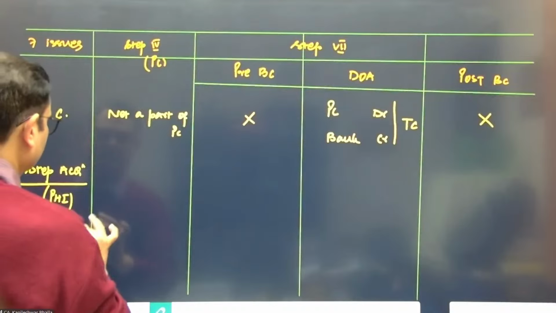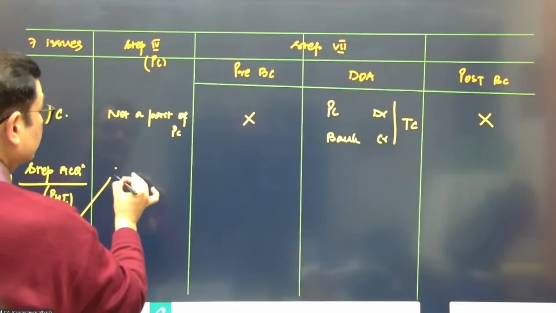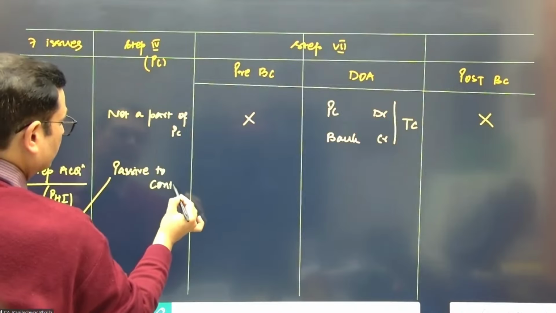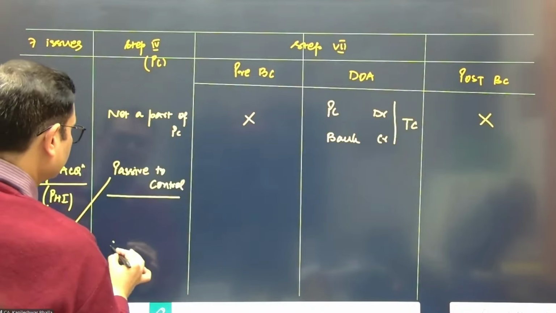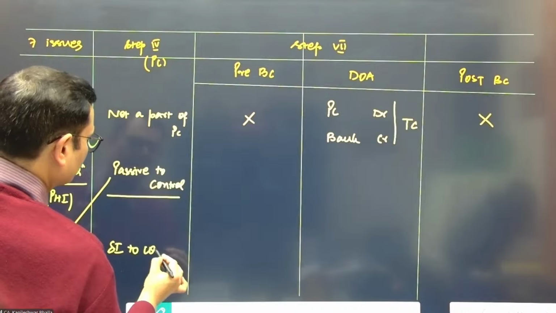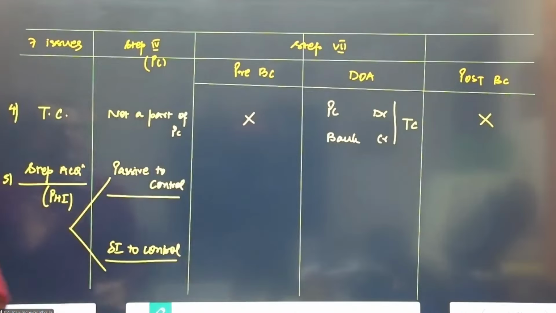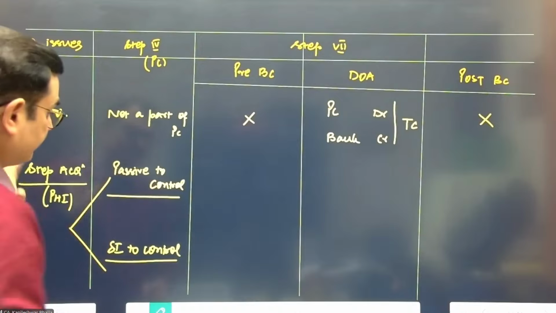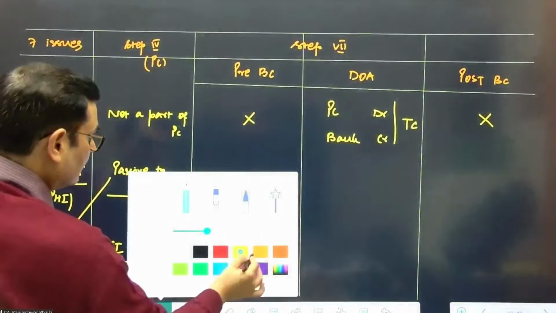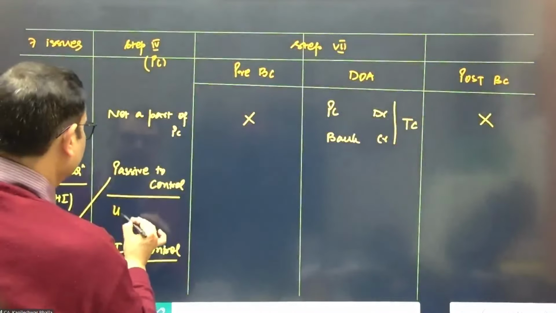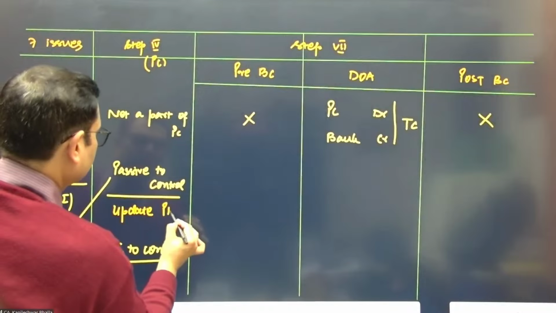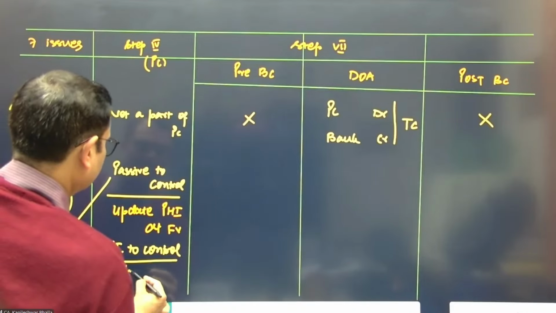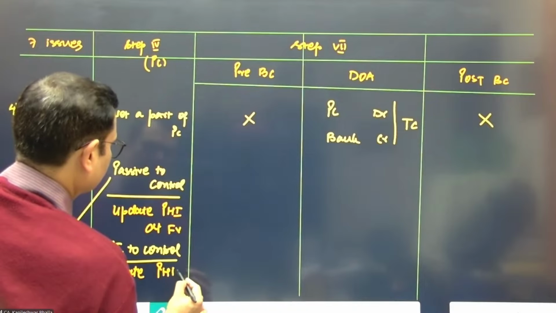So one is in general, but let's divide this in 2. We can say it's a conversion of passive to control, or it's a conversion of significant influence to control. Can I say in both the cases, will you update the PHI at fair value? Correct. So in both the cases, we will update the PHI at fair value.